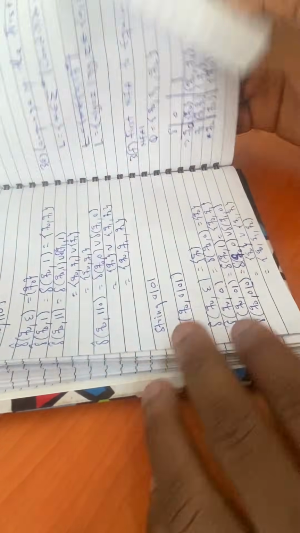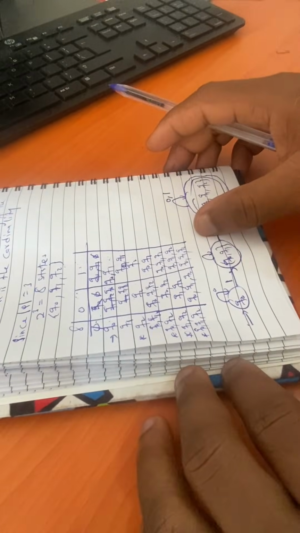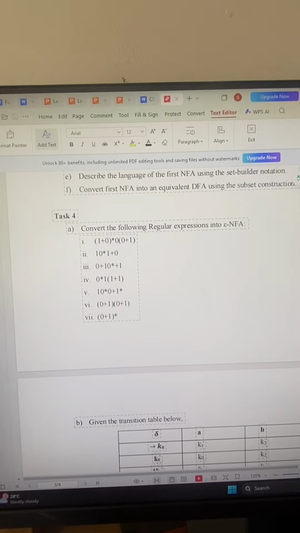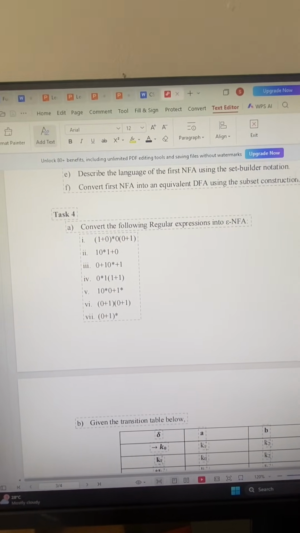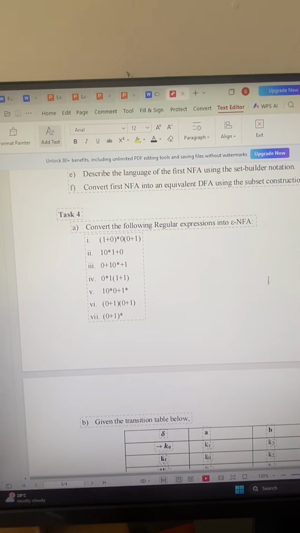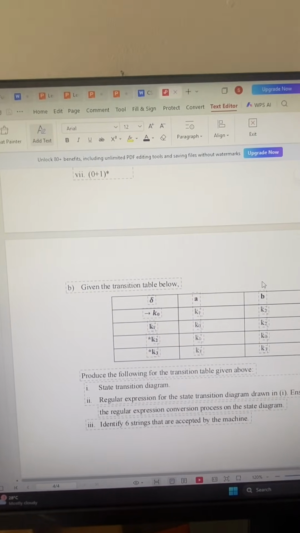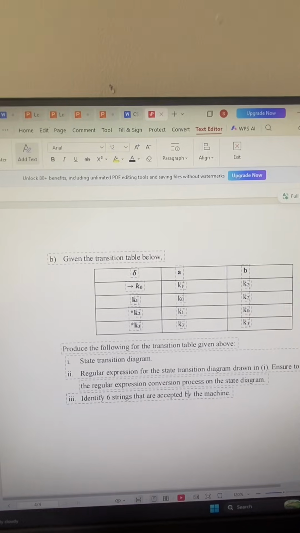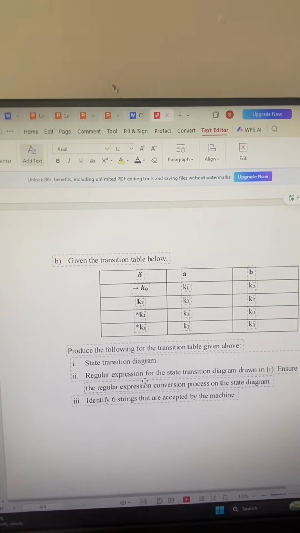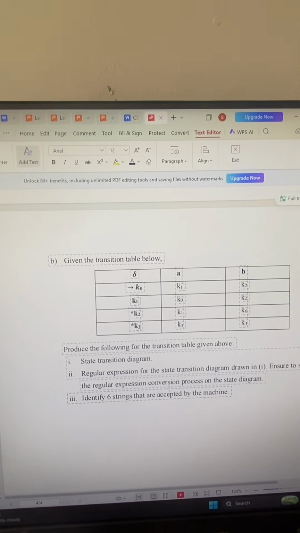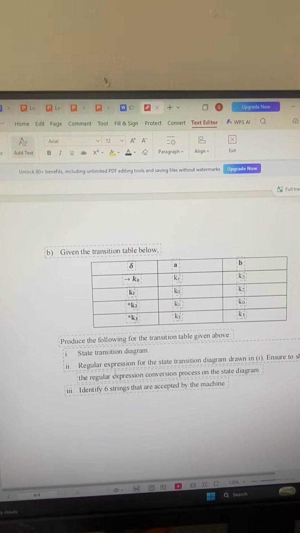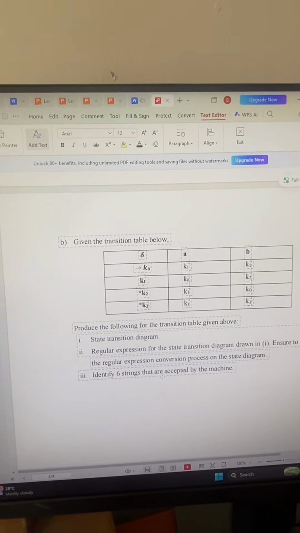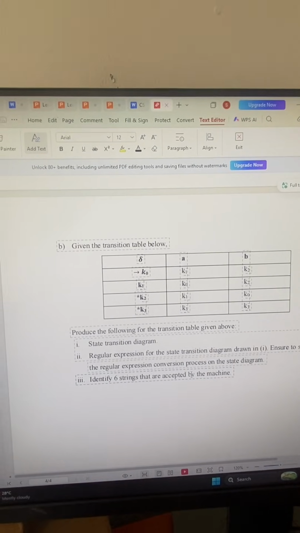All right, so that brings us to the end of task 3. So this is the final task. We have to convert the following regular expression to epsilon NFA. Then we are given this transition table. We have to state the transition diagram, the regular expression for the state diagram, and ensure to show the regular expression conversion process on the state diagram. Then when we finish, we'll identify 6 strings that are accepted by the machine.